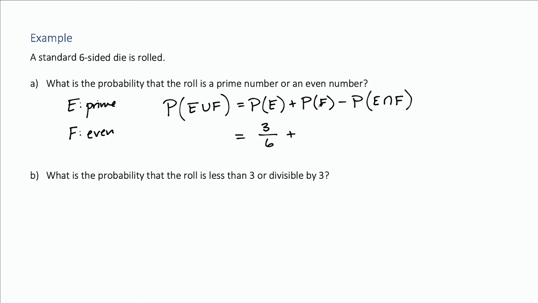Plus the probability of rolling an even number. Well, on a six-sided die, the even numbers are 2, 4, and 6. So again, there are 3 out of the 6 on the die.